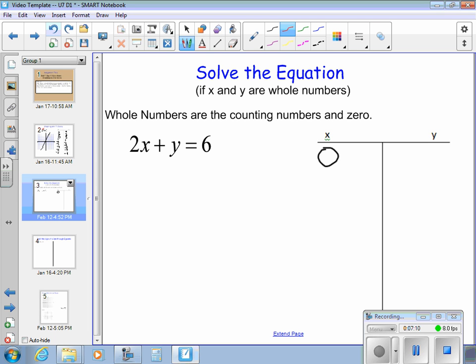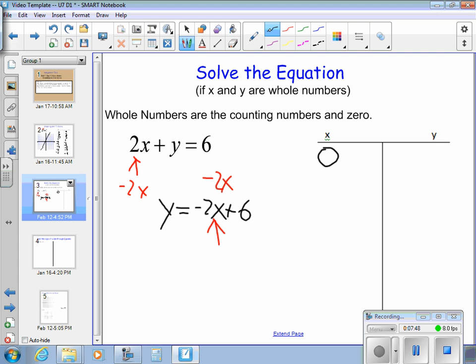So we need this y by itself. We're going to move the 2x, and we're going to do that by subtracting it from both sides of the equal sign. Sorry, did I say x squared? Negative 2x. We're going to subtract 2x from both sides, leaving us with y equals negative 2x plus 6. And then we will just take our x values and plug them in for x.